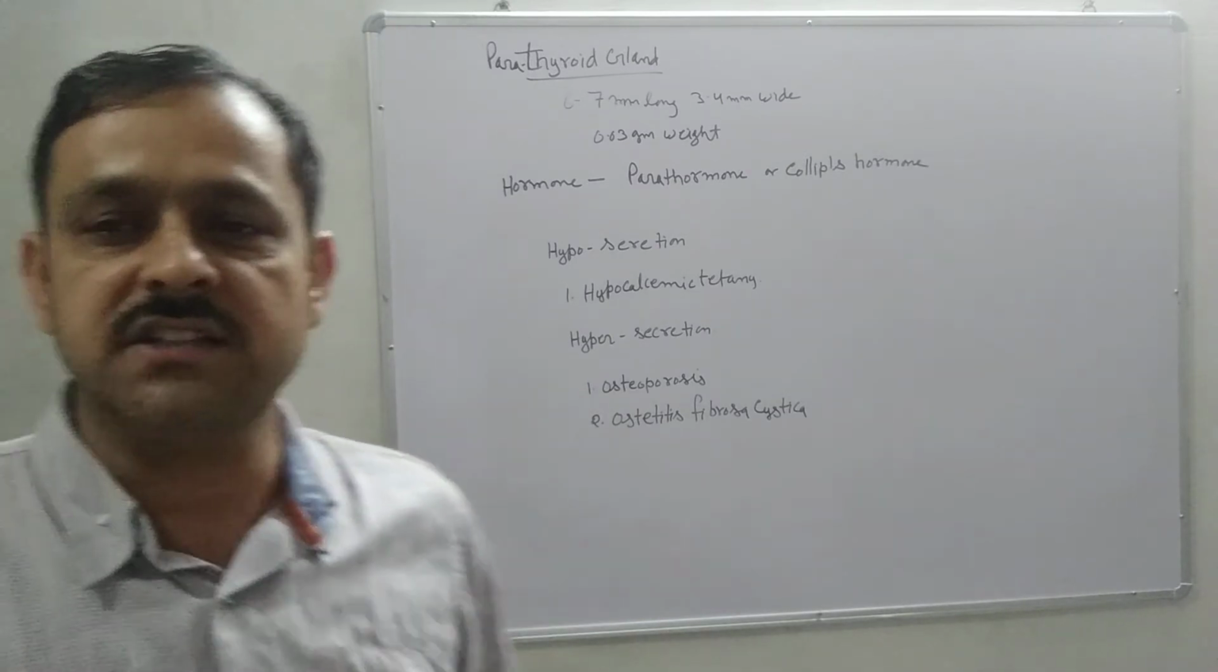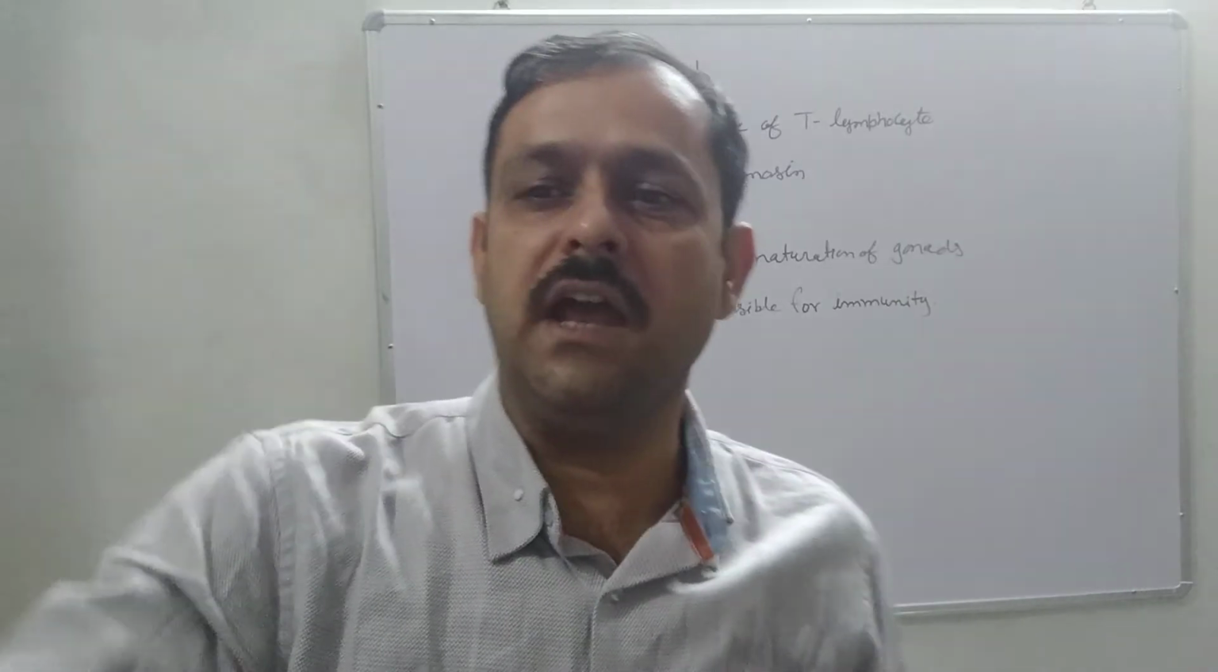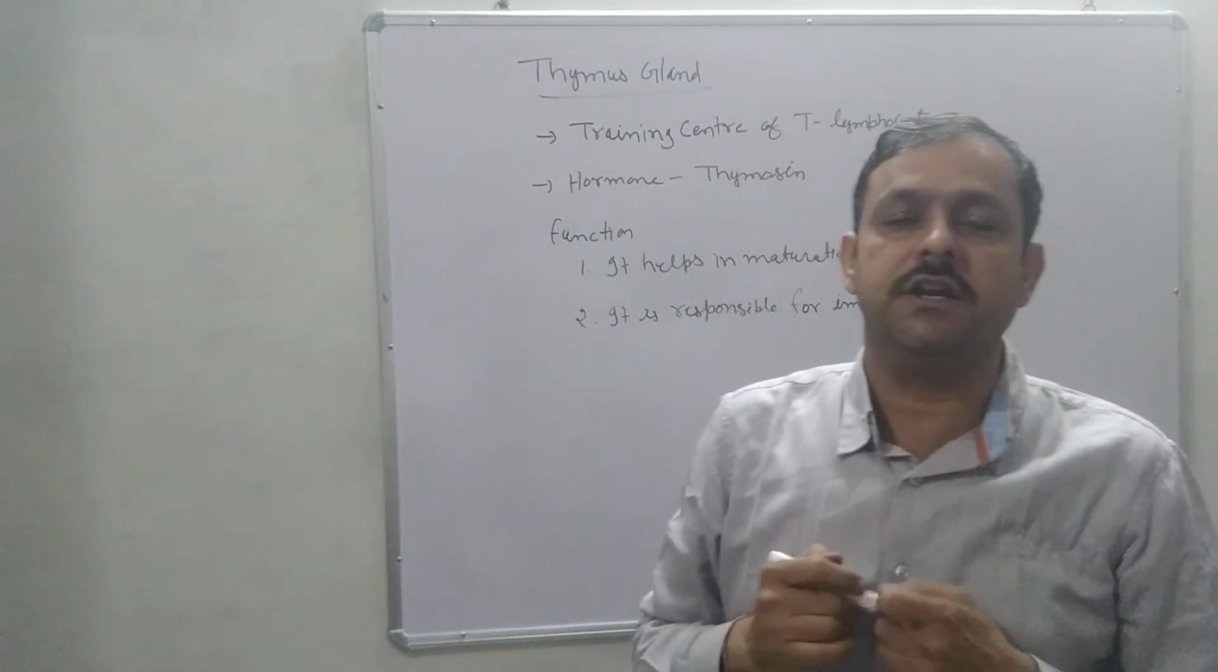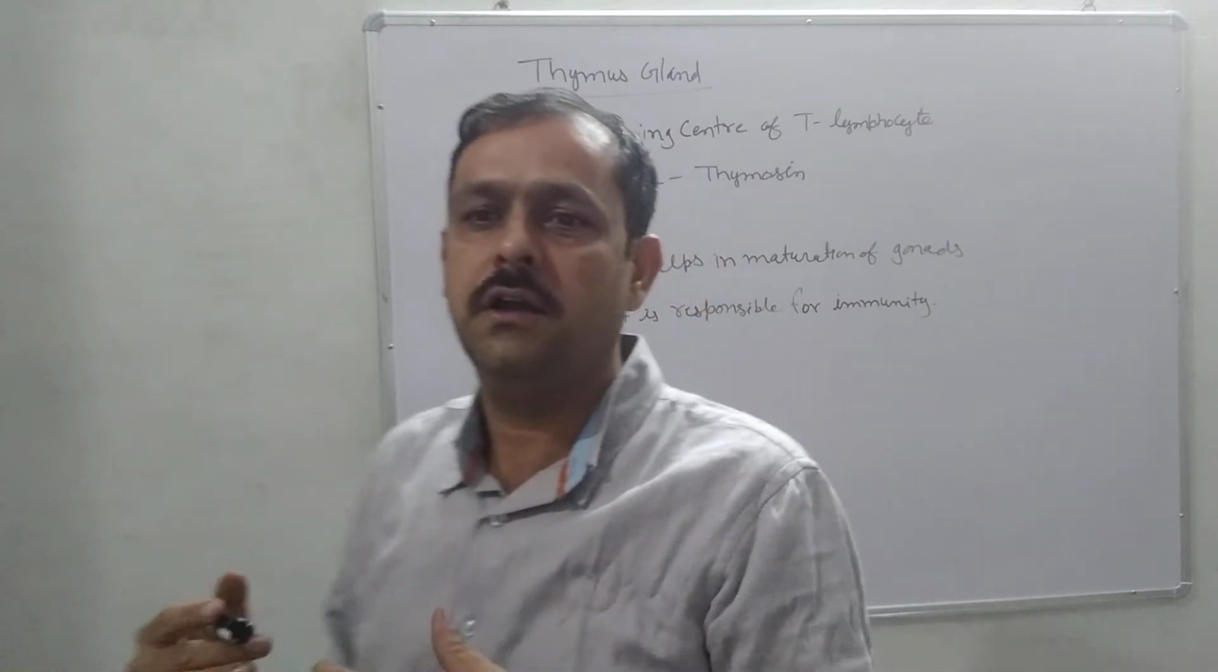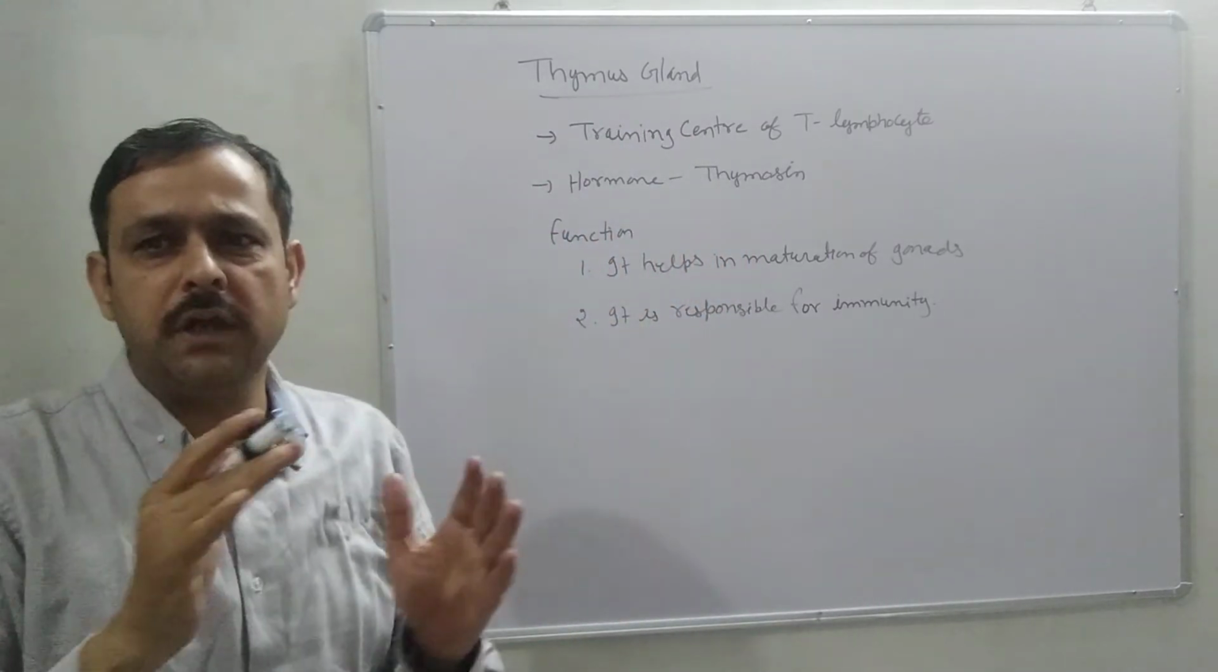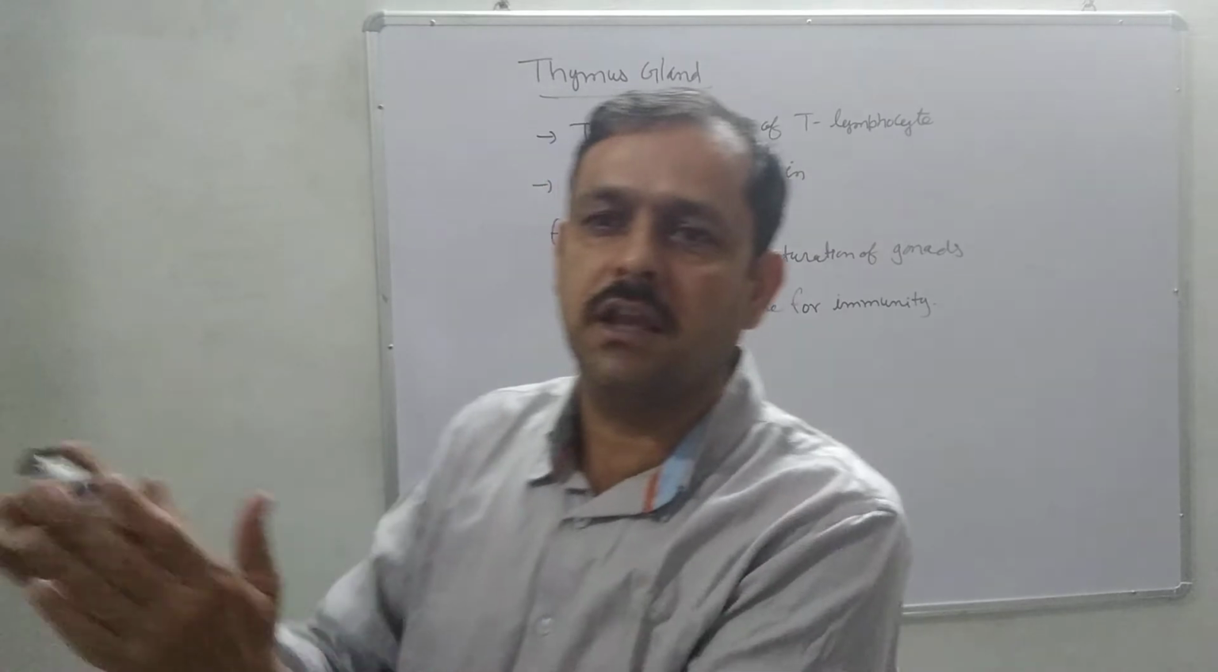Now our next gland is thymus gland. This gland is located just in front of the heart near the trachea. After puberty, its size decreases continuously.